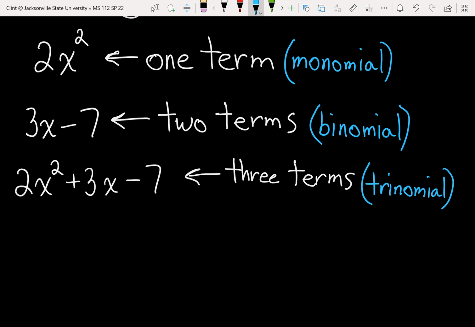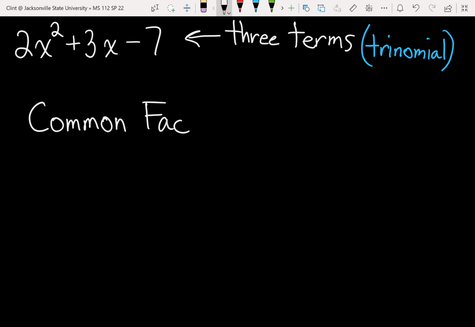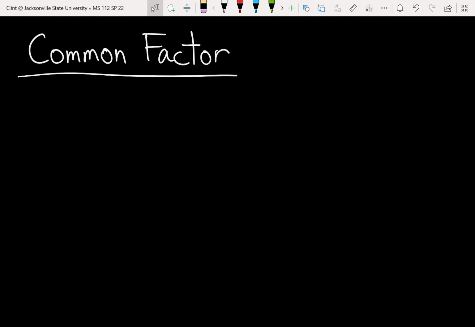So, look at our different factoring techniques. Technique number one, we're going to look to see if we have a common factor. Call it the greatest common factor, because if we do have a common factor, we may have more than one. We want to take out the greatest common factor.